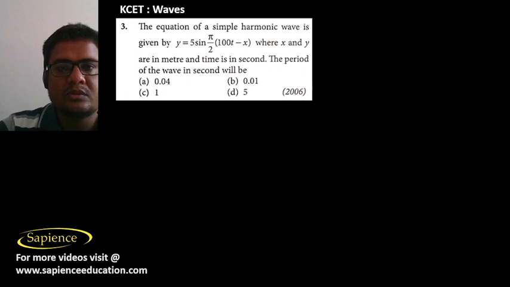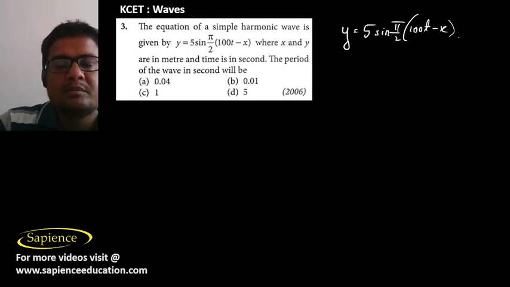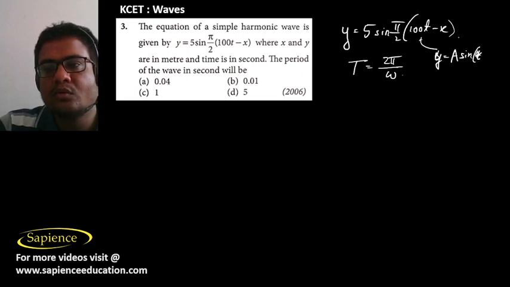Question number 3. It is told the equation of a simple harmonic wave is given by y equal to 5 sine pi by 2 into 100 t minus x, where x and y are in meter and time is in second. Then the period of the wave in seconds will be. We have to find the time period of the wave. We know that time period T will be equal to 2 pi by omega, where omega is the angular frequency of the wave. If the equation is of the form y equal to a sine omega t minus kx, then the coefficient of t will be the angular frequency omega.